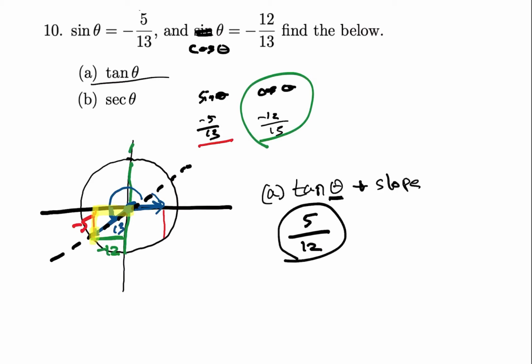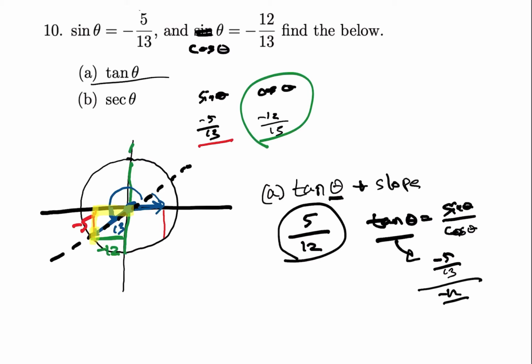And again, because this finds slope, which is y over x, tangent theta is also sine theta over cosine theta. So you can also use this to evaluate tangent. Again, you need to be able to come to it both ways. So tangent is sine, negative 5 over 13, over cosine, negative 12 over 13. And this also simplifies to negative 5 over negative 12, which is 5 over 12. We got the same answer.